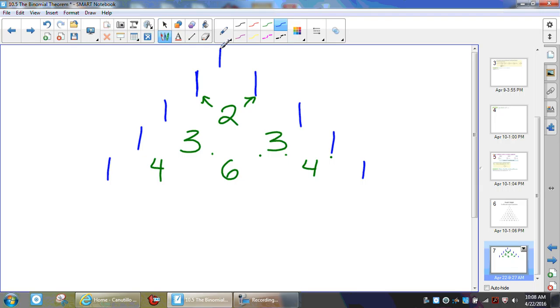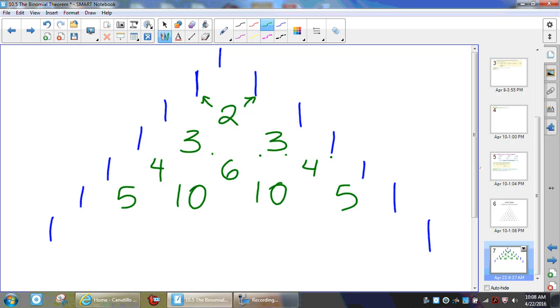And can you guys do the next row? Okay, so Cassandra? 5. Okay. Jennifer? 10. Ruben? Timmy? 5. Okay. And then the next row, Janine? 6. Jesus? 15. Brisa? 20. And Yvette? 15. And Brandon? 6. Very good. So if you notice, you see how quickly we did all that?